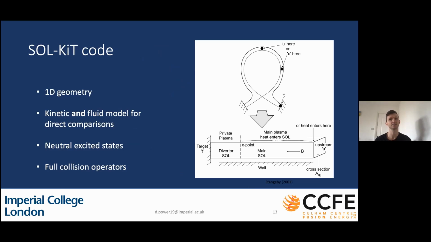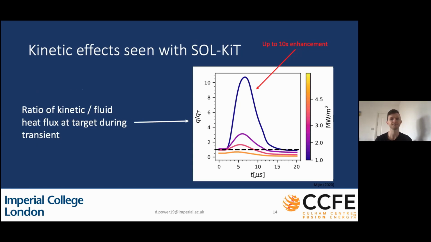I'm using this code SOL-KiT, which is written by a friend of mine at Imperial, who's now at CCFE. This treats the scrape-off layer as a 1D problem. The aim here really, as I said before, is to understand the edge plasma dynamics and also isolate kinetic effects by comparing it to a fluid model.